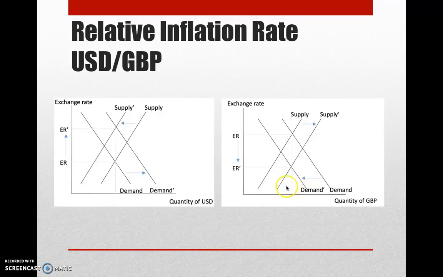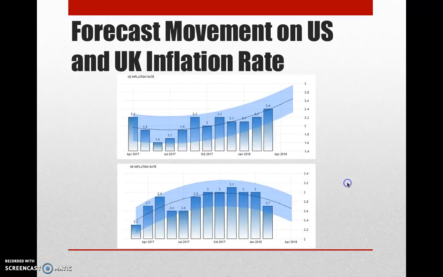The graph on the left-hand side shows the demand curve shifting right and the supply curve shifting left. This leads to an exchange rate increase for the US dollar. The graph on the right-hand side shows the demand curve shifting left and the supply curve shifting right. This leads to an exchange rate decrease for the Great Britain pound.